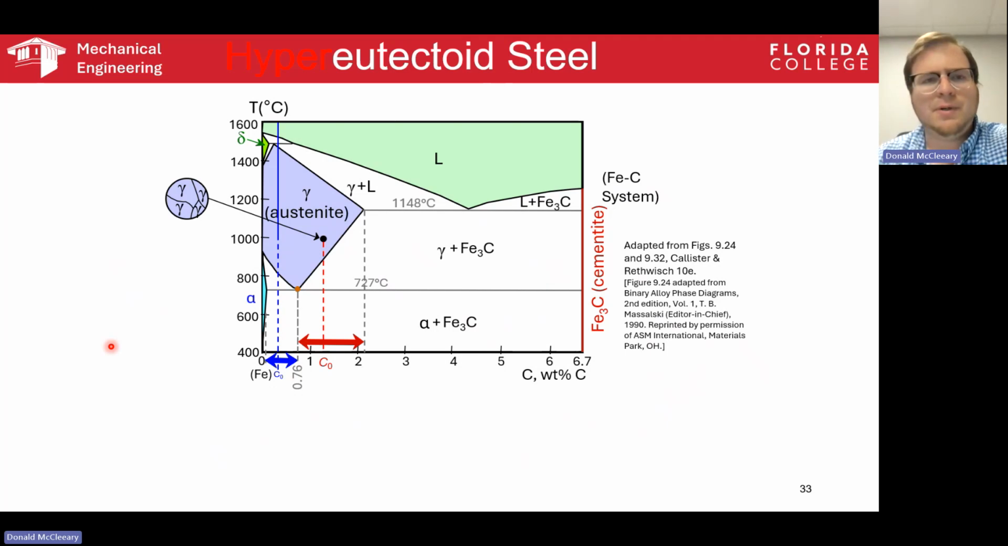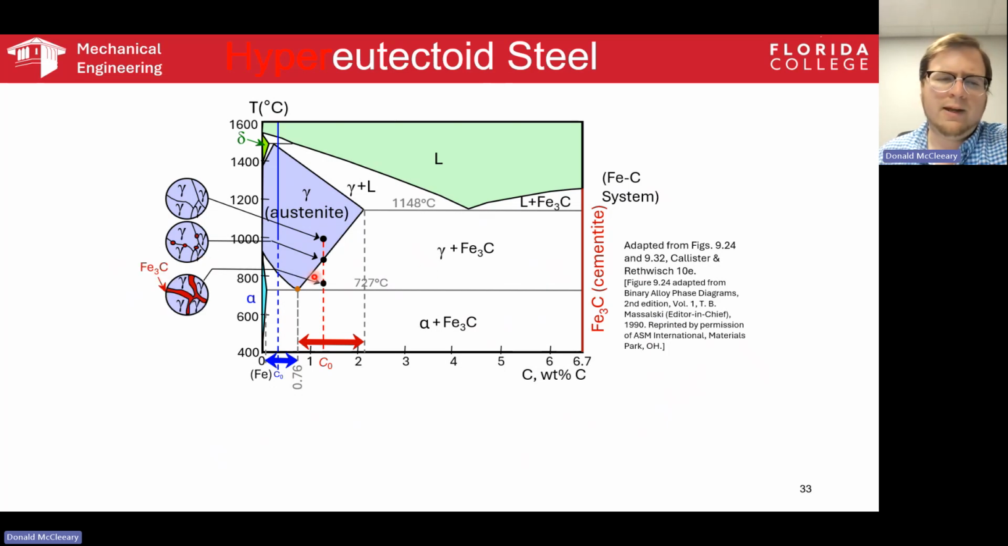Okay, so now we've got hyper-eutectoid steel. And looking at this, now we're on the other end of our eutectoid, right? Now we're on this end. So we're going from our gamma down to where we're starting to get gamma plus cementite, cementite seeds that are forming. Now we're getting large gaps of cementite that are starting to consume the gamma particles.